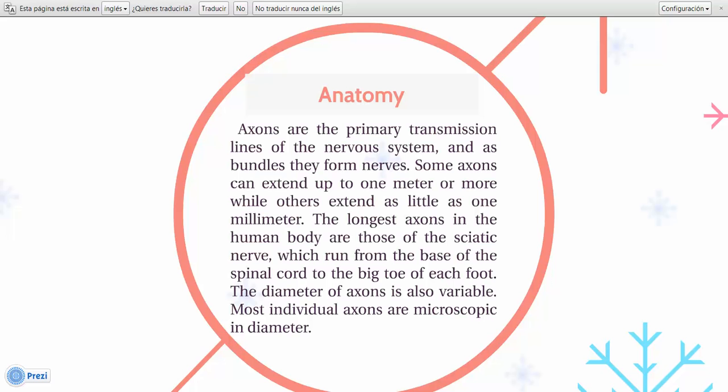Anatomy. Axons are the primary transmission lines of the nervous system, and as bundles they form nerves. Some axons can extend up to 1 meter or more, while others extend as little as 1 millimeter. The longest axons in the human body are those of the sciatic nerve, which run from the base of the spinal cord to the big toe of each foot. The diameter of axons is also variable. The individual axons are microscopic in diameter.